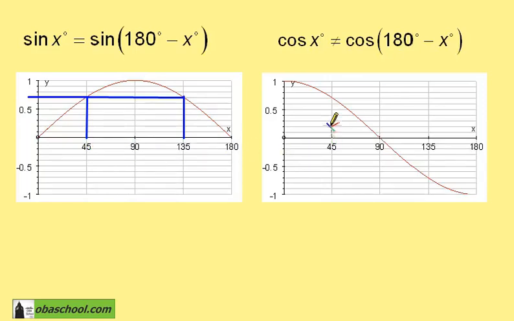But if we look at the cosine graph, no such situation arises. If we follow the line across, it doesn't meet the curve again. So any single angle between 0 and 180 gives a unique value for the cosine. Therefore, we have the ambiguous case as a possibility for the sine rule, but not for the cosine rule.